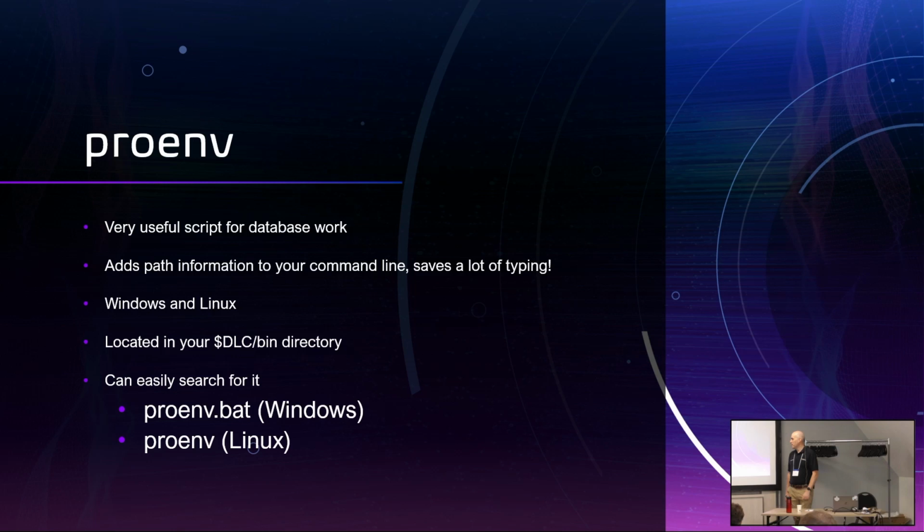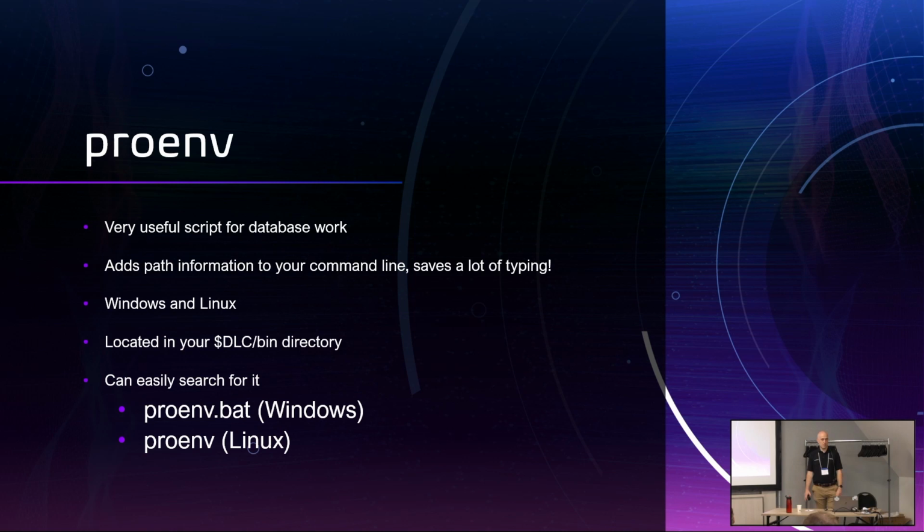First thing to point out is the ProEnv script. You may have come across it already. It's a very useful script for your database work. It's very simple, but essentially it adds path information to your command line, telling the command line where your Progress installation is. It saves you a lot of typing and having to remember where your DLC directory is. It's usually located in the bin directory under your $DLC, %DLC, whatever directory, but you can easily search for it if you don't know where it is. Just do a search in Windows for proenv.bat, or on Linux, just search for proenv. You can run that script and it will set everything up for you.